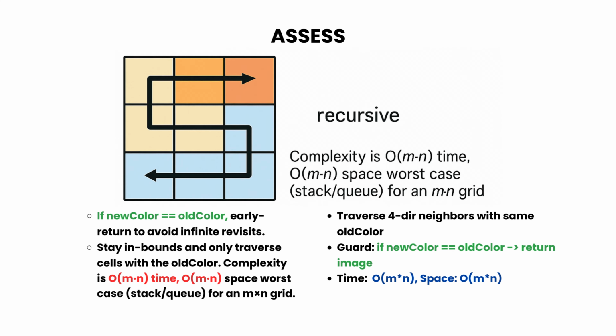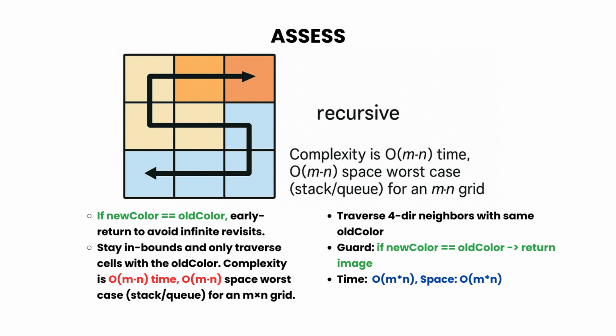Now let's assess it. This is a classic graph traversal on a grid. Use DFS or BFS. Watch two pitfalls. If the new color equals the old color, early return to avoid infinite revisits. Stay in bounds and only traverse cells with the old color. Complexity is O(m·n) time, O(m·n) space worst case, for the stack or queue, for an m times n grid.